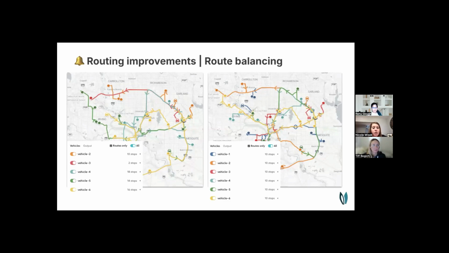So if you have routing problems where you need to balance workload across drivers, this new Nextroute configuration will essentially add a penalty to your objective function that increases as the variance across the routes increases. So this is really useful if you have drivers whose pay, for example, depends on how many stops they visit. So shorter routes are probably not very desirable and may not get picked up.